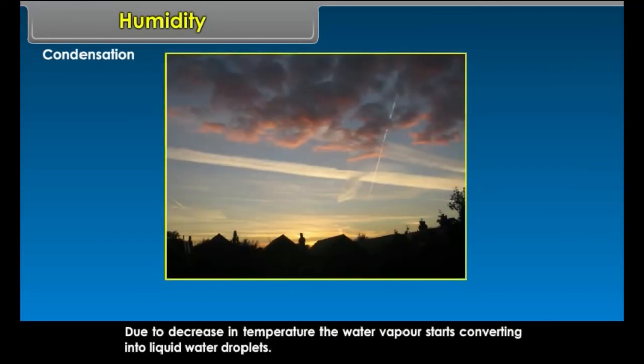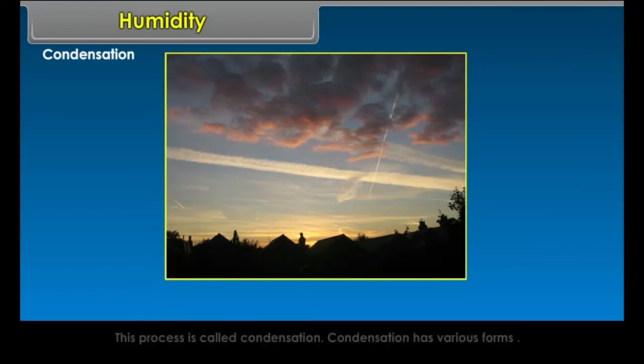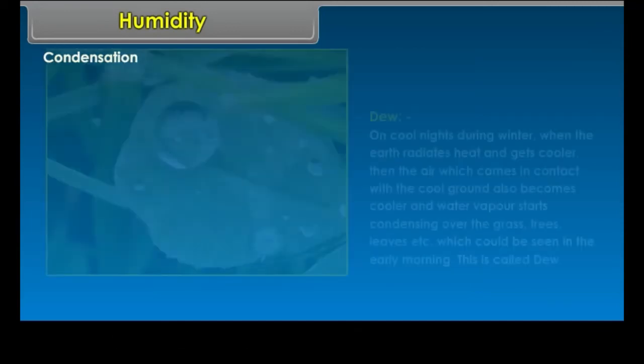Condensation. Due to decrease in temperature, the water vapor starts converting into liquid water droplets. This process is called condensation. Condensation has various forms.